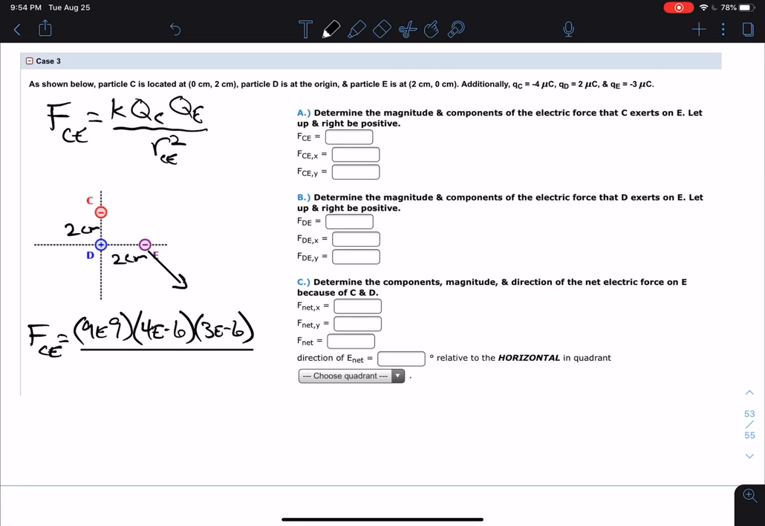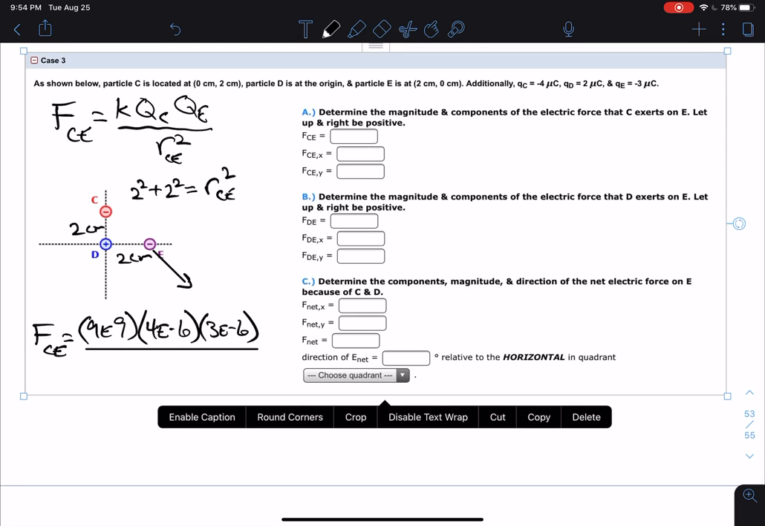Well, I've got to do 2 squared plus 2 squared. That's going to equal r sub CE squared. So that's going to be 4 plus 4, that's 8.